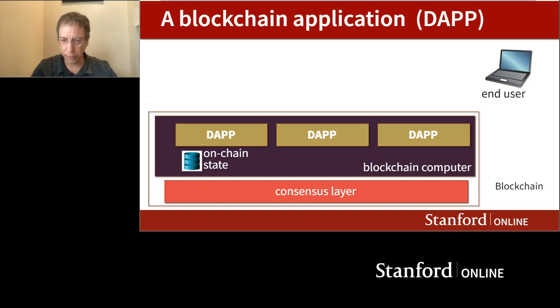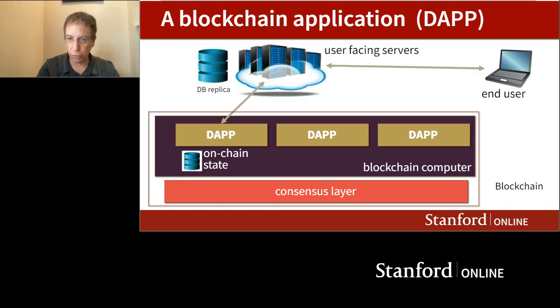Maybe I'll go through this quickly. I wanted to show you one more time the picture of how these blockchain applications are built. They're all built on top of the consensus layer. There are all these applications, the dApps, running on top of a blockchain computer. They all maintain state that's stored on the blockchain. For example, what is everybody's balances? That's state that's maintained on top of the blockchain.